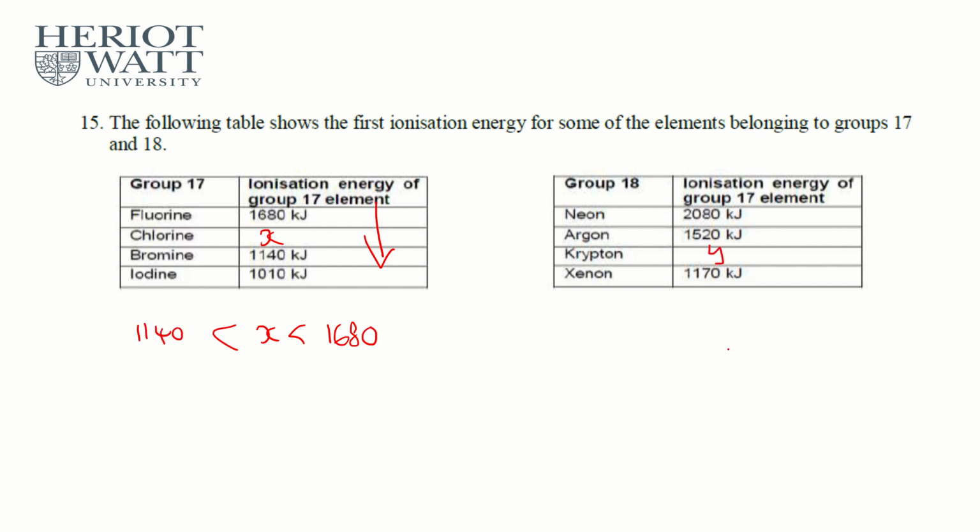And here Y, it should be the same thing going down the group. Even though it's group 18, which is inert, the same trend will be used. So it should be smaller than 1520, and greater than 1170. All right, so any values within this range is fine.